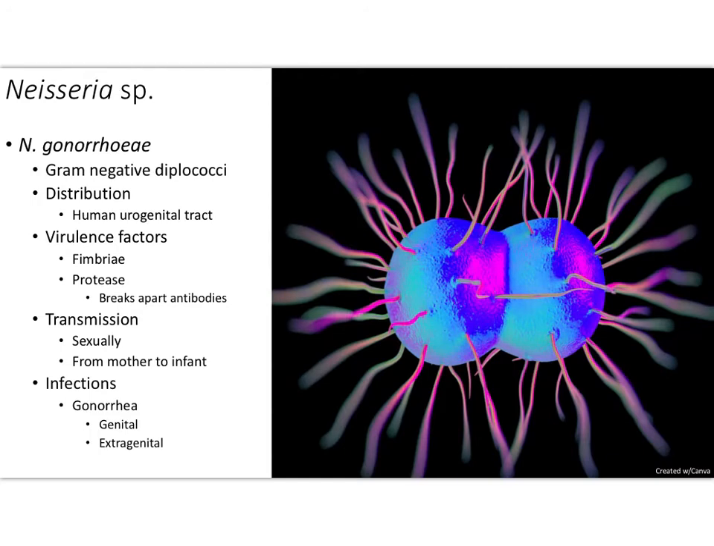Our next bacterium is in what we call the Neisseria genus, and its specific name is Neisseria gonorrhoeae. It is a gram-negative diplococci, and it is found pretty much exclusively in the human urogenital tract. So that really is the only place it can survive and that it can live. It's not carried by other types of animals. It's not carried in the environment.